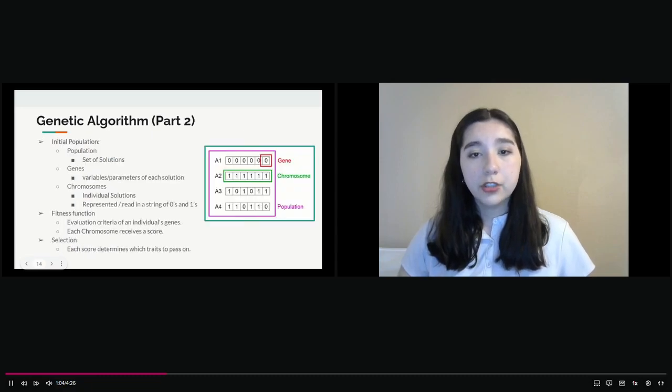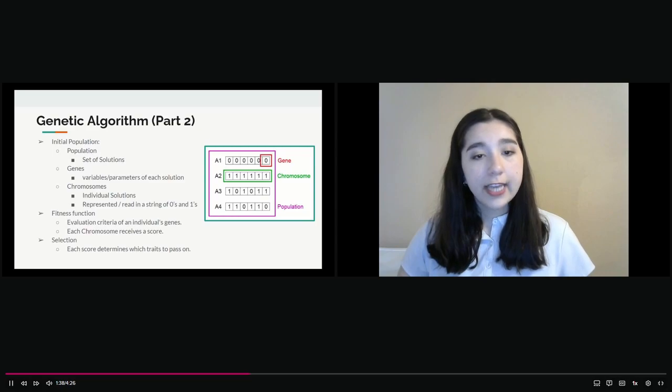Genetic Algorithm Part 2. Initial population. Initial population is the initial input to the algorithm and begins by taking in a set of solutions to the problem. The collection of solutions is referred to as a population, and each solution or individual from this population has genes. Genes refer to the single variable or parameter that each individual has. A collection of genes would then form a chromosome, which is the individual solution. Chromosomes are usually coded with strings of ones or zeros.